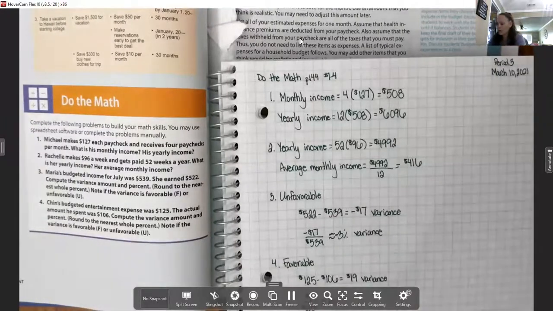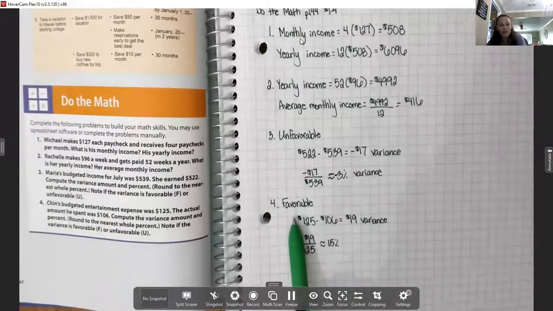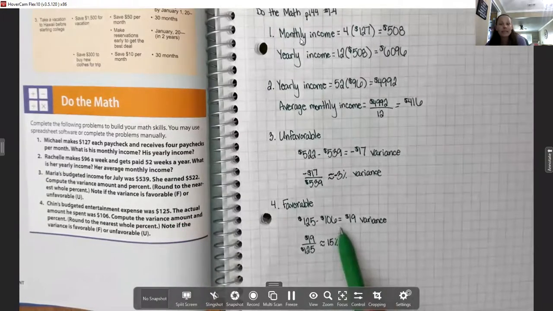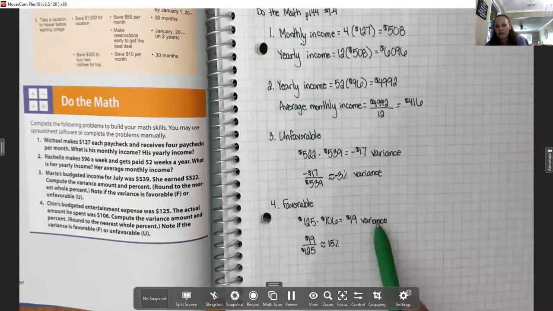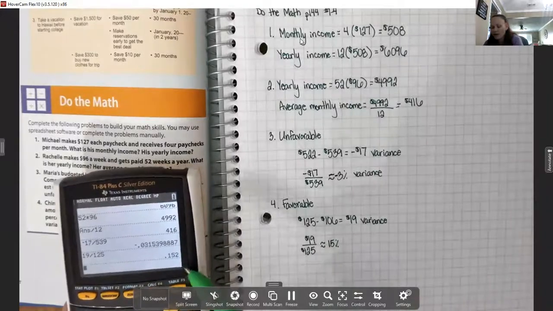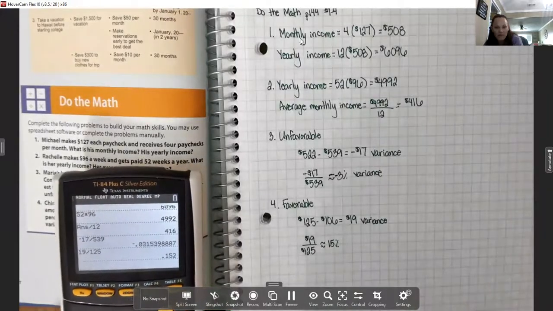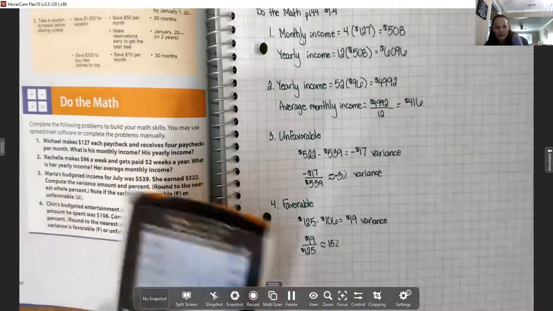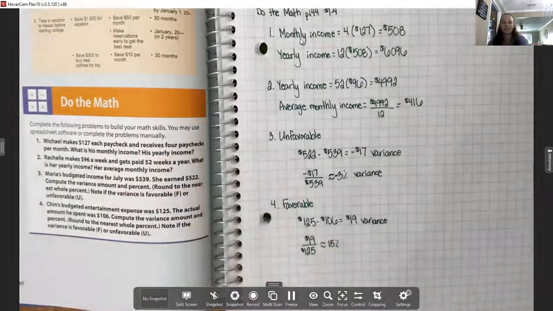Okay, so let me move it up a little bit. This is favorable. Chen spent 106, but he planned on spending 125. So he has $125. He goes to pay. It's only 106. That means he has $19 left over. That's his variance. 19 divided by 125 gives us about a 15% variance. So he saved about 15% on his entertainment expenses this month.